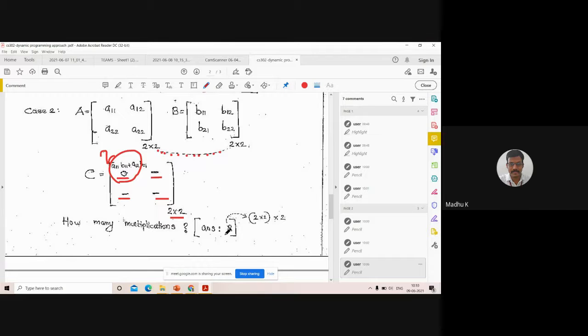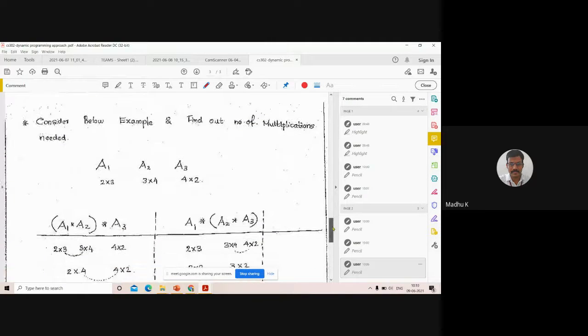So how does this 8 come? Because 2 by 2 into 2, 4 into 2, it is 8. So we got this idea. This idea is necessary for understanding the dynamic programming approach. Now I am going to discuss a simple problem.